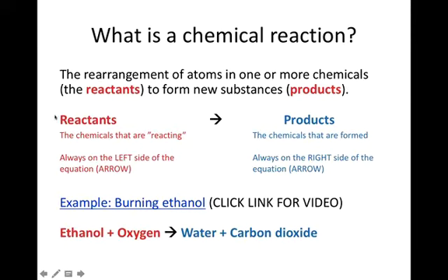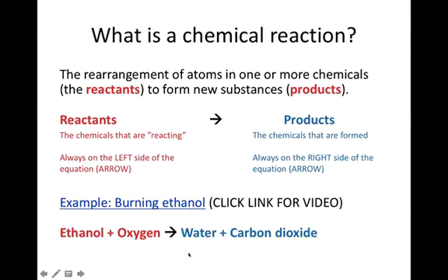Reactants are the chemicals that are reacting. Sometimes it's only one thing, a chemical that's just breaking down into two. But in any event, these are the things that are going to react. They're always on the left side of the arrow in a chemical equation. The products are the chemicals that are formed. You've taken a bunch of atoms, rearranged them and bonded them together differently, and you get products. These are always on the right side of the arrow.